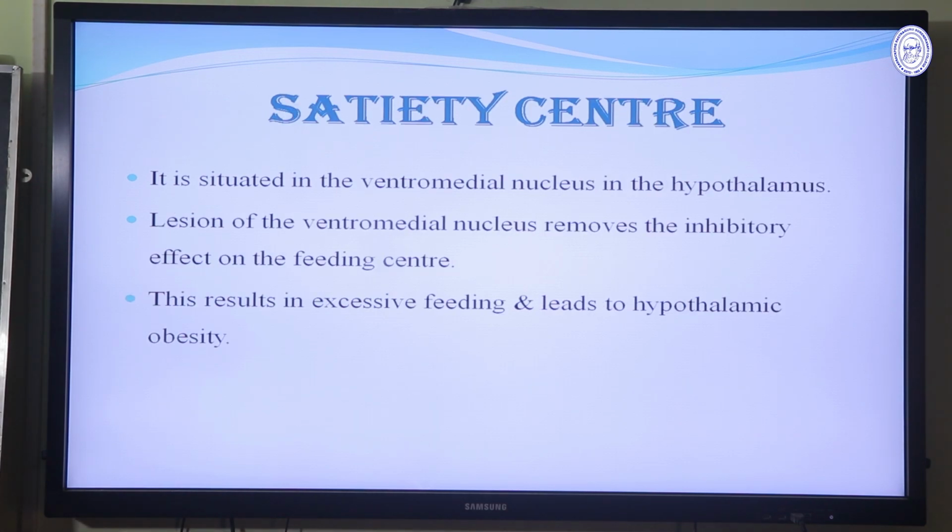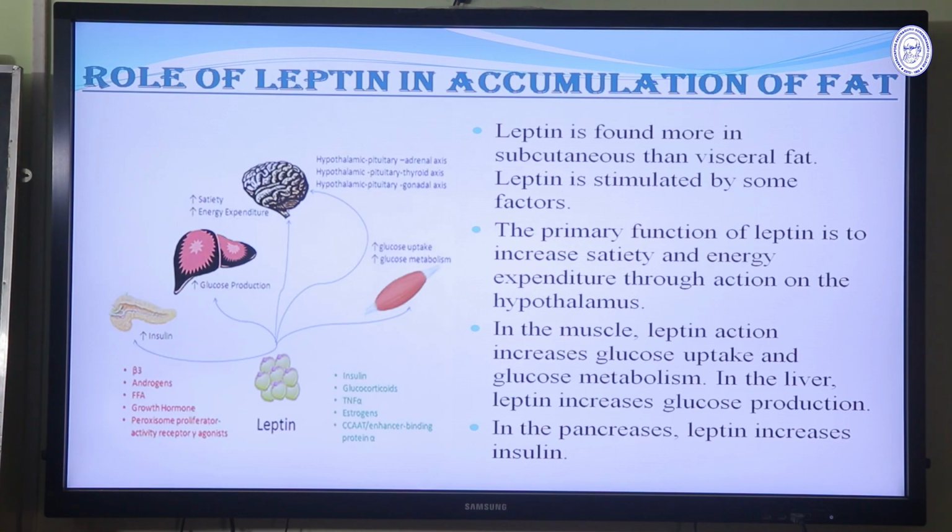And what about the satiety center? That is another center present in the hypothalamus. It is situated in the ventromedial nucleus of the hypothalamus. The satiety center helps us to feel fulfillment or to stop hunger, to stop feeding. So, any positive signal from the satiety center inhibits feeding. Any lesion in the ventromedial nucleus removes the inhibitory effect on the feeding center, and this results in excessive feeding and leads to hypothalamic obesity, which is a clinical condition.